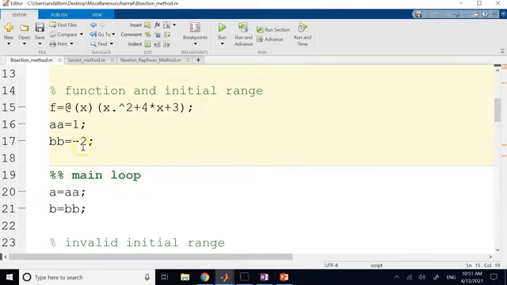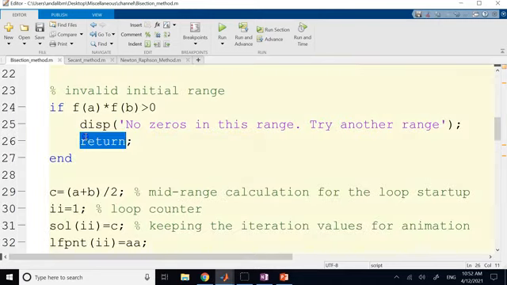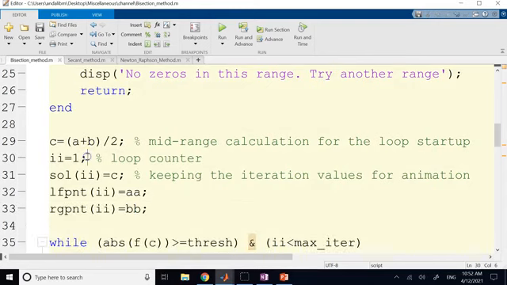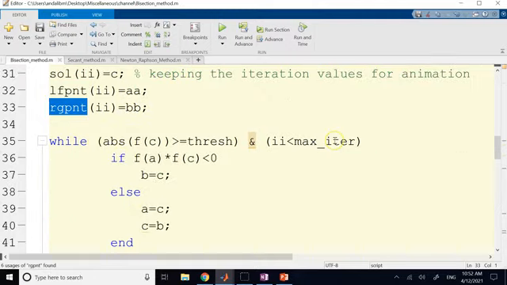Okay, so here I have a good range, and then I ask the user to make sure it gave me a better range. And then I calculate the mid-range. I start my loop counter. I also store the value of the midpoint, which is supposed to converge to the actual root at the end. I will save them at each loop because I want to do animation later. I also keep the value of the left point and the right point of each range, again, because I want to do animation. And then I say, while those two conditions are not violated, then go.